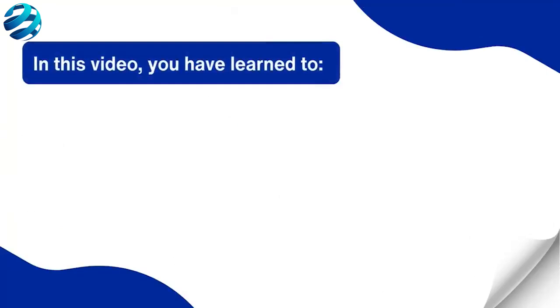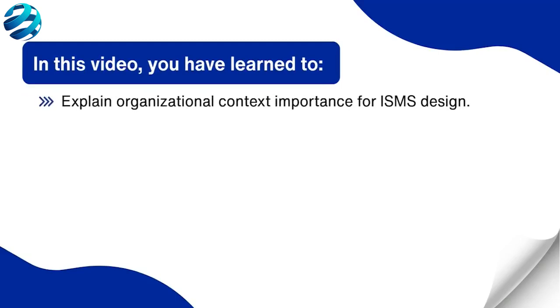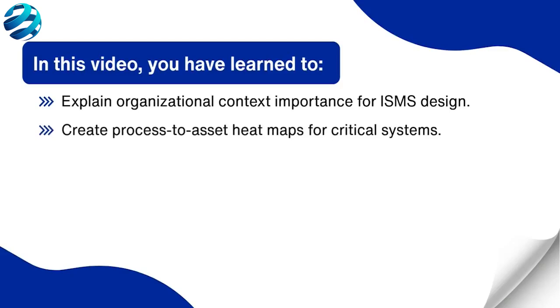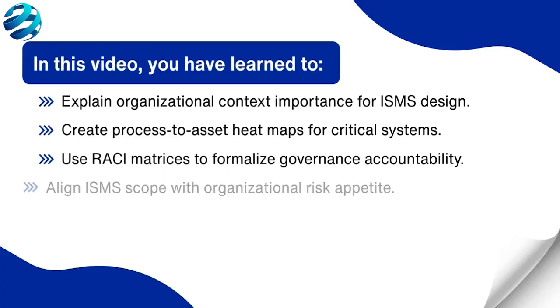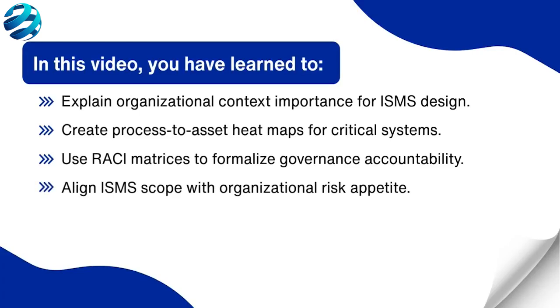Let's do a quick recap of the key learnings covered in this video. In this video, we have learned to explain organizational context importance for ISMS design, create process-to-asset heat maps for critical systems, use RACI matrices to formalize governance accountability, and align ISMS scope with organizational risk appetite.